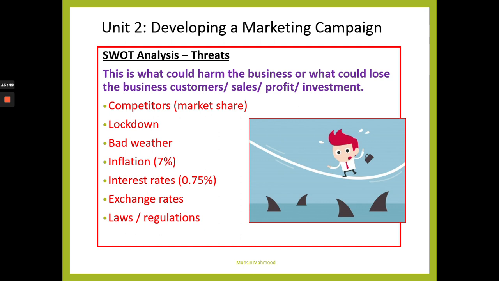Now the reason inflation is a threat is because if inflation is increasing, that means that the cost of items and the cost of products are increasing. That means the cost of living is increasing. So that means people have less disposable income to spend elsewhere. Okay, so that means people have less money to spend in your business or the business which is mentioned in the case study. Generally speaking, if inflation is increasing, people have less money to spend in your business.